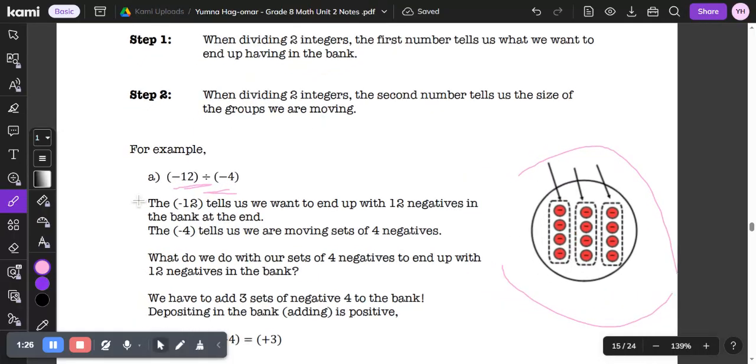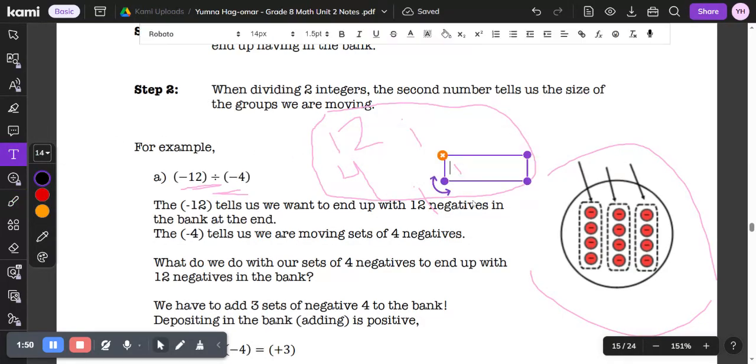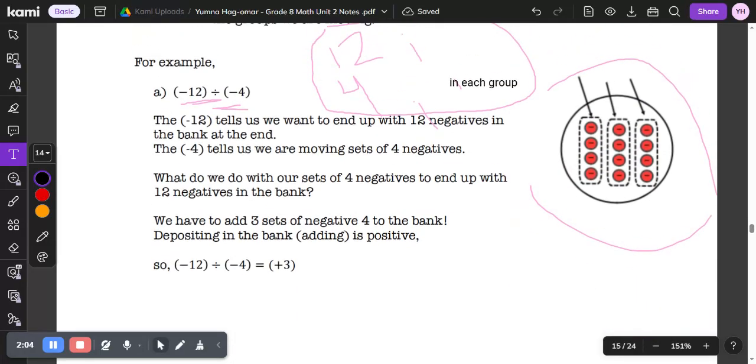All right. So when we're looking at minus 12 divided by minus 4, I'll be very careful. We have a bank and we want to have 12 integers. But we also want 4 integers in each group. I'm going to write it in here. In each group. Okay. Do you get it? All right.